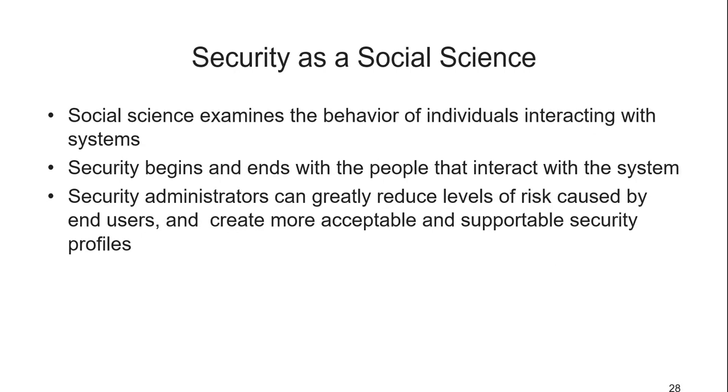There is a third view that can consider security as social science. Social science examines the behavior of individuals as they interact with systems, whether societal systems or, in our case, information systems. Since in a security system, people inside the organization interact with the developed system, by understanding how they interact or behave, the security administrator can reduce the risk. Based on the known behavior, the security administrator can develop a plan to mitigate any security issues.